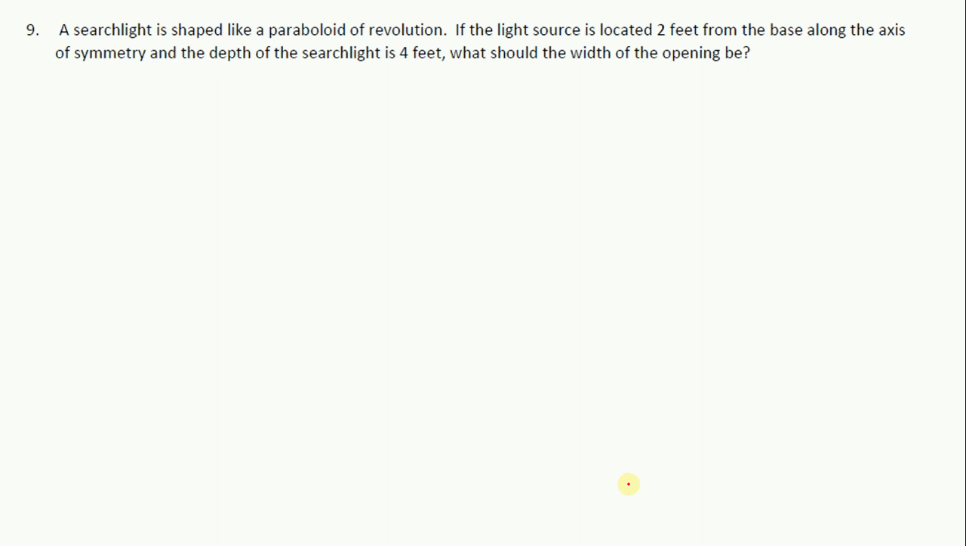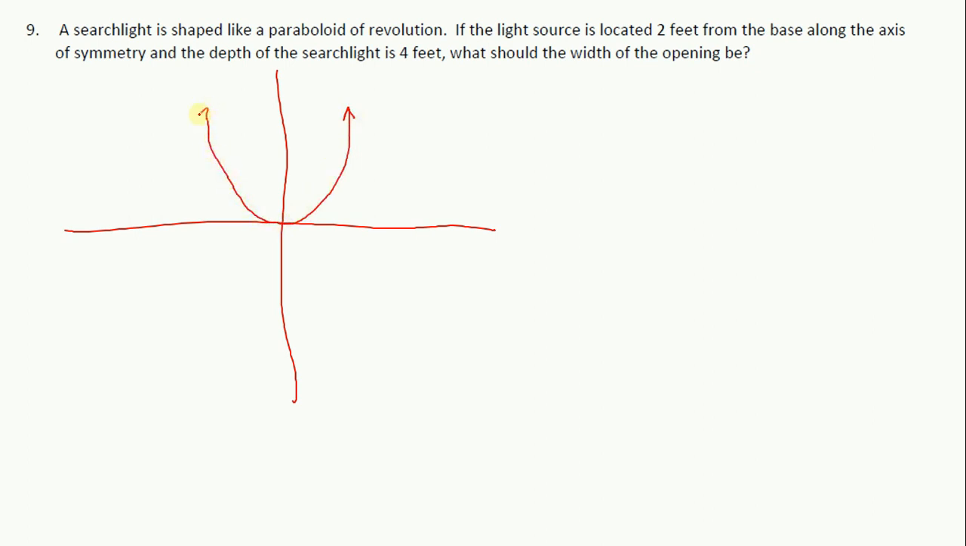If the light source is located 2 feet from the base along the axis of symmetry, and the depth of the searchlight is 4 feet, what should the width of the opening be? Notice, no pictures, so I gotta start drawing here. So I'm gonna draw a picture here. They didn't tell me anything about where the bottom of the base is. So what I'm going to assume is that the bottom of the base is going to be at 0, 0.